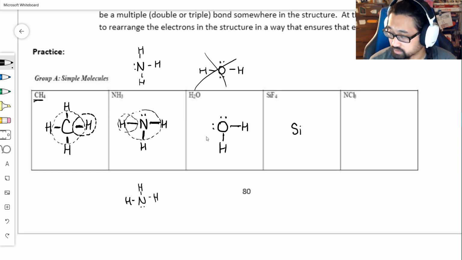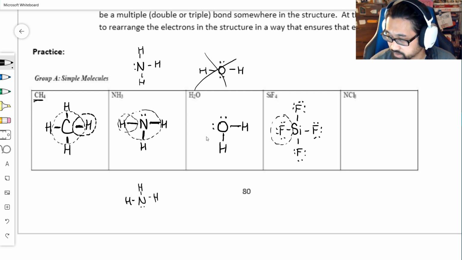SiF4. Silicon tetrafluoride. Again, I'm skipping straight to the cleaned up version. The thing to watch out for here was that fluorine has 7 valence electrons on its own. And in order for fluorine to be happy, it needs 8 total electrons. So if I look at this fluorine, it has 1, 2, 3, 4, 5, 6 dots and a line, which represents another 2. 6 and 2 makes 8. And then if I look at silicon, it has 4 lines, which is also 8. So we're good there.